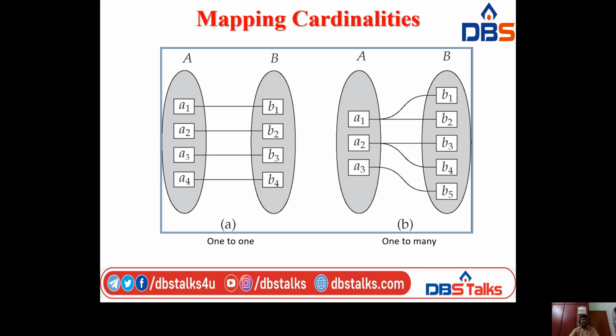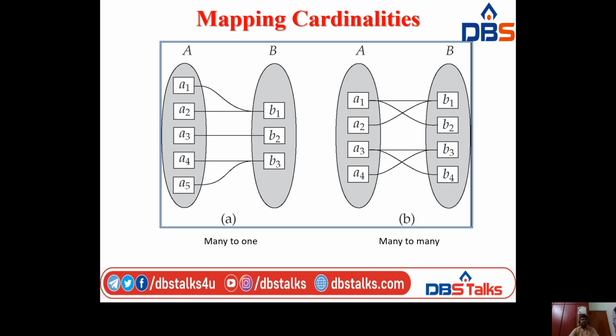Now this is the example for the mapping cardinalities. The first one is one-to-one. Here we are taking entities A1, B1, A2, B2, A3, B3 and A4, B4. Now coming to the second one, one-to-many. A1 contains B1 and B2. A2 contains B3 and B4. Now A3 is B5.